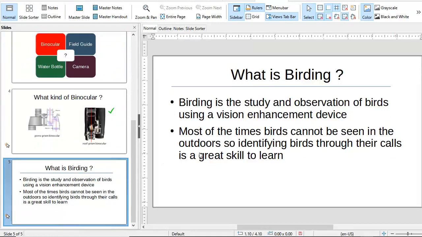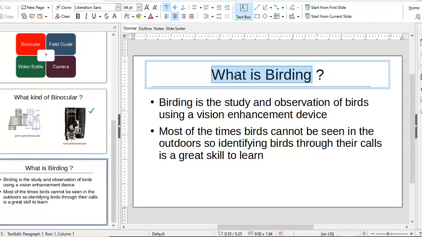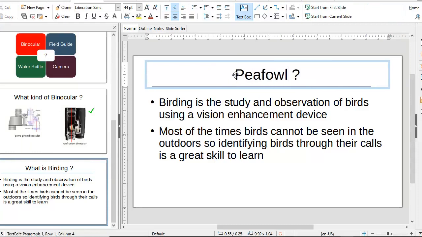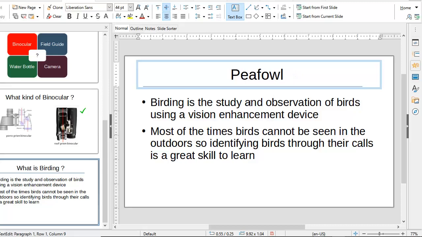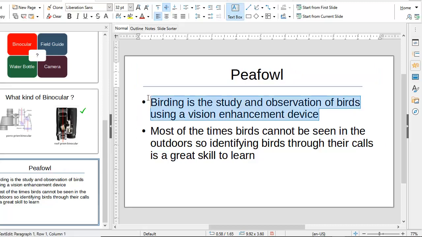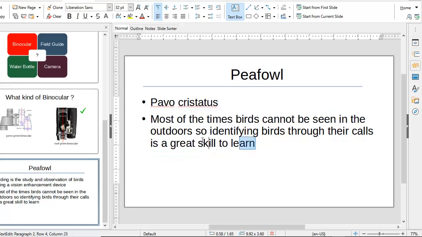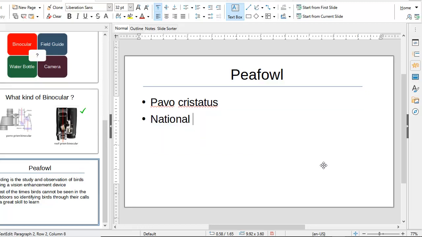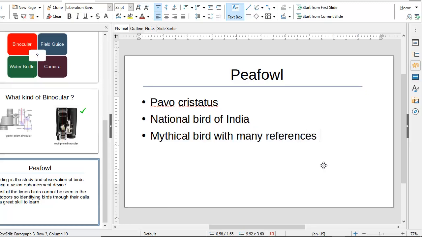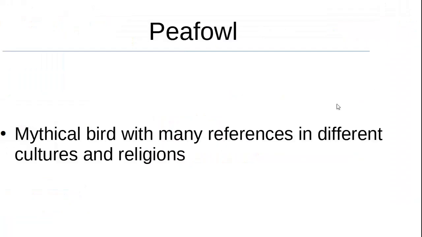And this duplication of this slide makes my life easier because I can now easily say, for example, if I wanted to talk about a particular bird now. If this bird was peafowl, I could just come back here and give its zoological or scientific name. Mention that it is the national bird of India. A mythical bird with many references in different cultures and religions, etc., etc. So I can keep adding here and let me just see how this works.